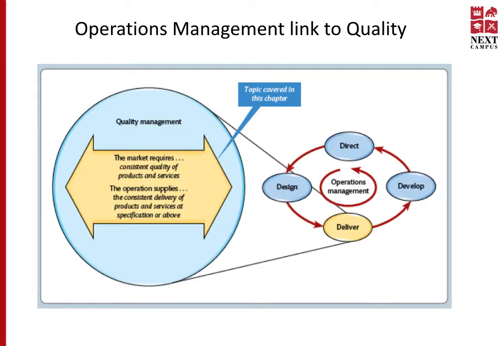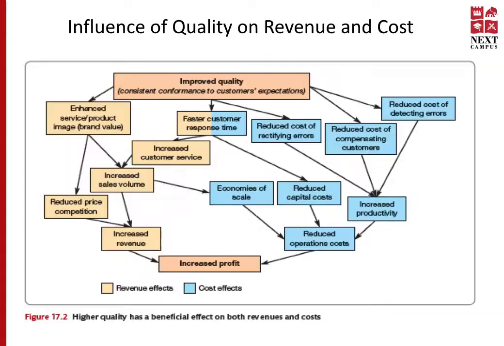The market always requires consistent quality of product and services. And because the market requires this, operations need to supply consistent quality of products and services. Quality will always influence revenue and cost. How does it influence revenue? It influences revenue by ensuring an enhanced service and product is sold to the customer, thereby increasing its brand value. With that, it increases sales volume and hence revenue, which should increase profits.